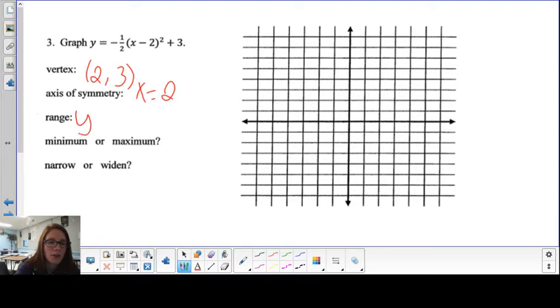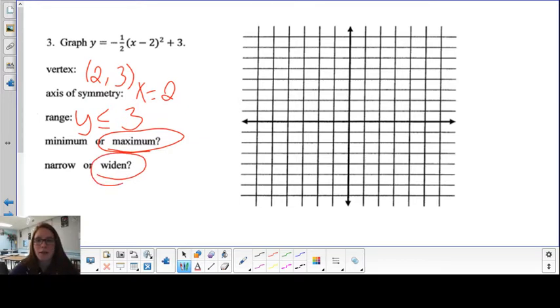The range in this case, since I'm negative, is going to be smaller. So we're going to be less than, and we're going to be less than that 3. Since it's going to go down because it's got a negative and my y values are going to get smaller, this is going to be a maximum. That's the highest point that it's going to be. Taking a look at a half, it's less than 1, so in this case it's going to widen.